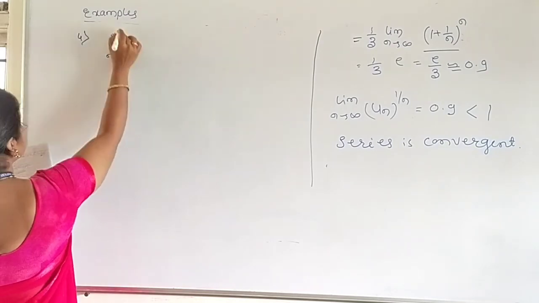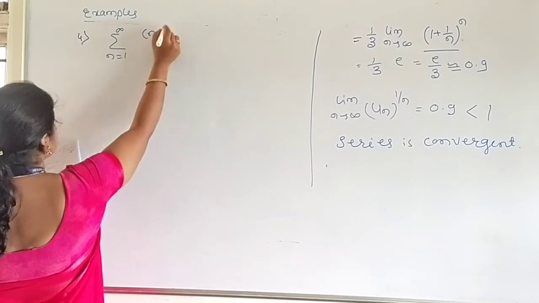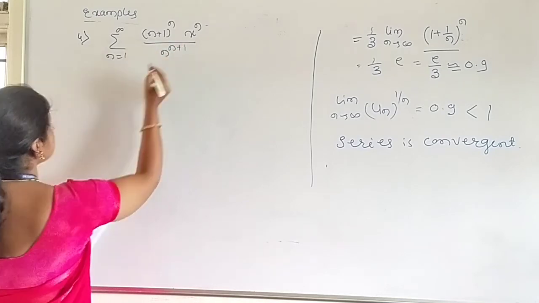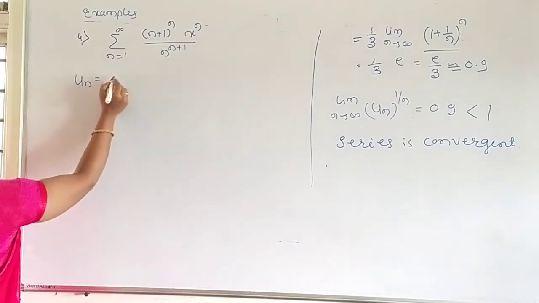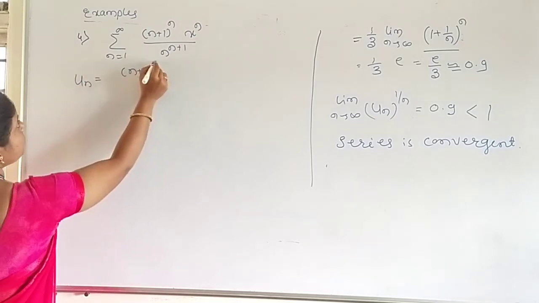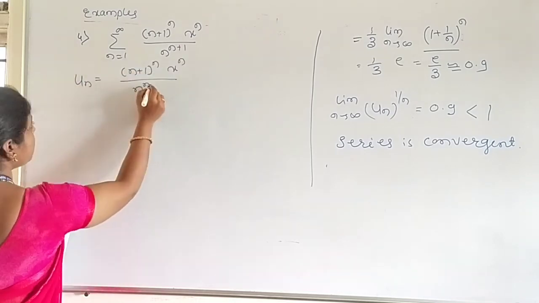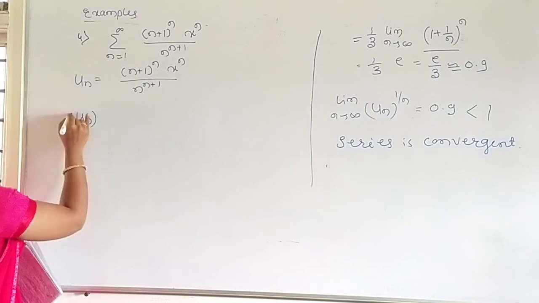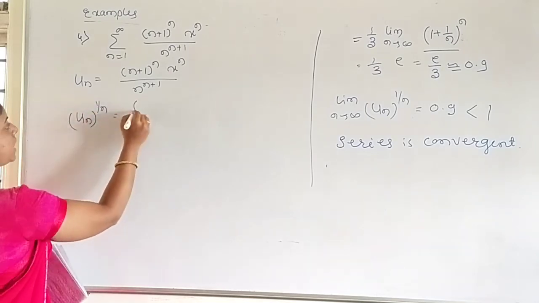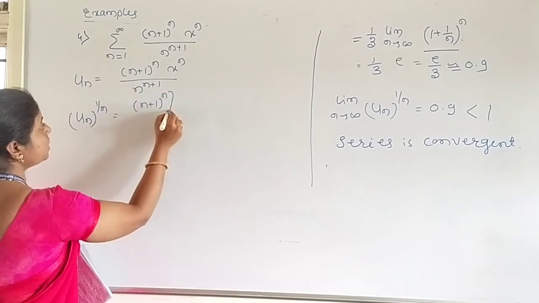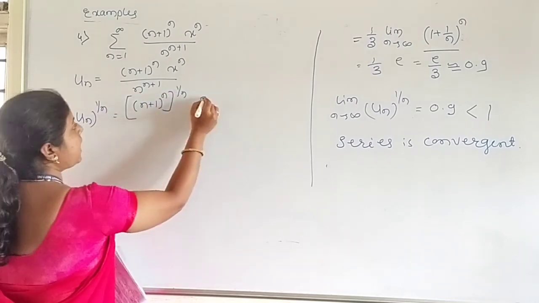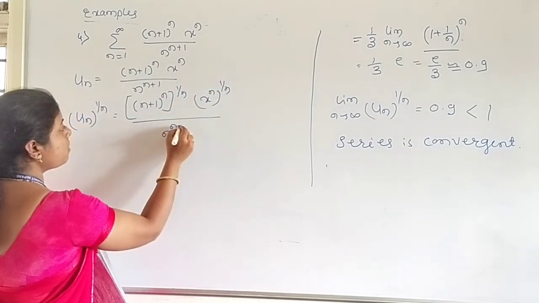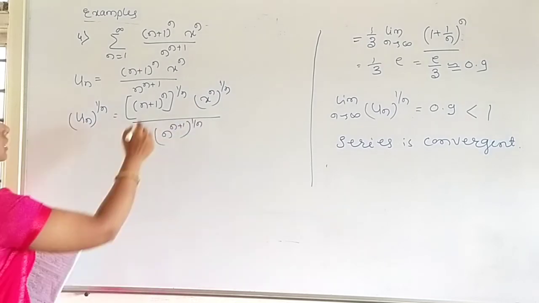Summation n equals 1 to infinity, (n plus 1) to the power n, x raised to n, divided by n to the power n plus 1. Again you have to consider un equal to (n plus 1) to the power n, x to the power n, divided by n to the power n plus 1. For this we have to apply the power 1 by n to both sides: ((n plus 1) to the power n) to the power 1 by n, (x to the power n) to the power 1 by n, divided by (n to the power n plus 1) to the power 1 by n.